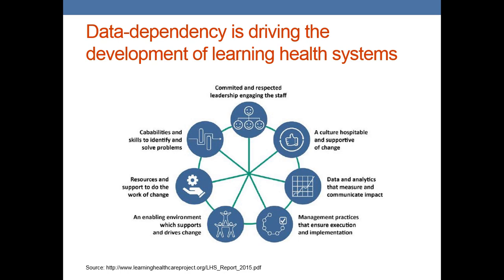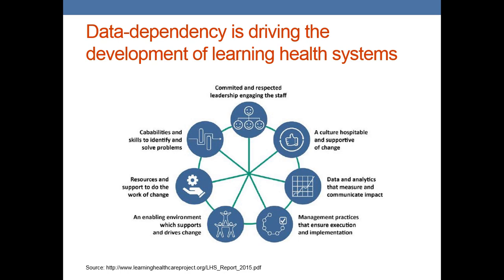The third one is data analytics that measure and communicate impact, and that's what an analytic plan for a project would do, which is what we're going to be talking about in this series of 5 sessions. The fourth one is management practices that ensure execution and implementation. Over the last couple of years, the hospital has implemented the Enterprise Project Management Office and the annual work plan process in an effort to really peel apart, set our priorities, and help people navigate very large projects that touch many, many departments so we can be successful with them.